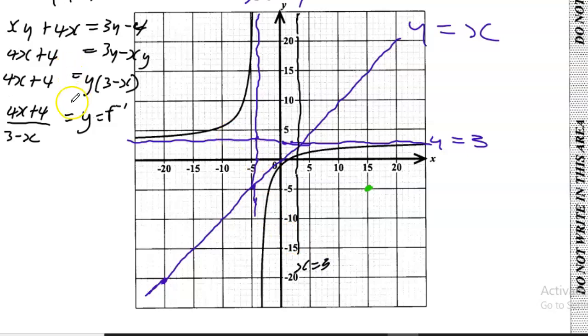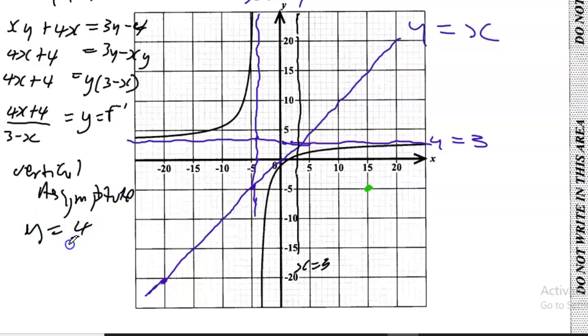And the vertical asymptote would be the value. The coefficients would be 4 for the x, and the numerator is 4. And in the denominator is minus 1. So say y equal to 4 upon minus 1, which is minus 4, which would be about here.